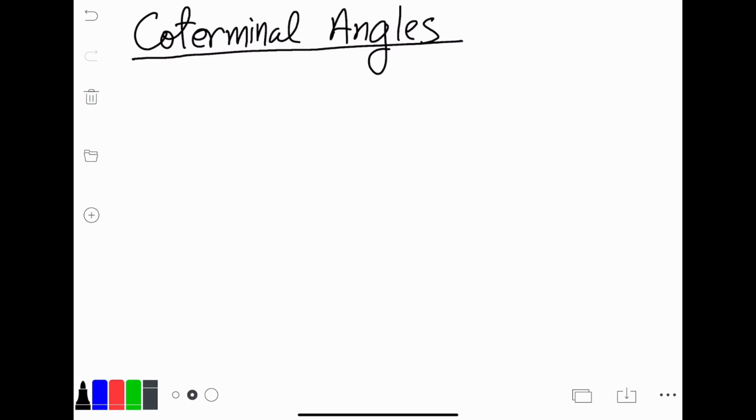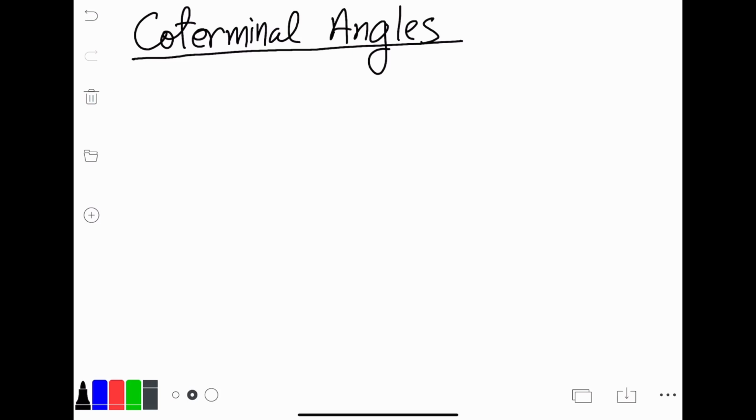So in this lesson, we're going to go back and talk about coterminal angles. However, because we introduced a new unit of measuring angles called radians, the way that we go about solving for coterminal angles is slightly different, but the same exact concept.